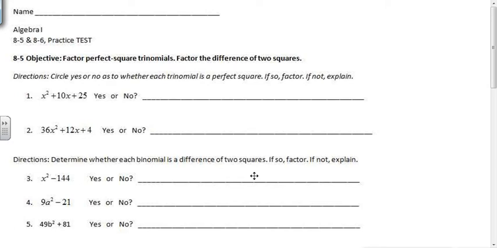Okay, the directions say to circle yes or no as to whether each trinomial is a perfect square. If so, you factor it. If not, you explain why it's not.